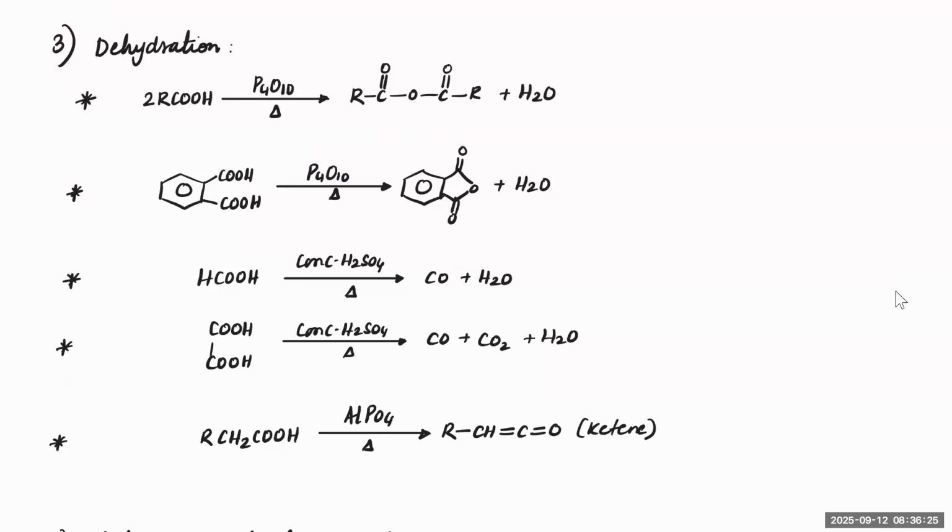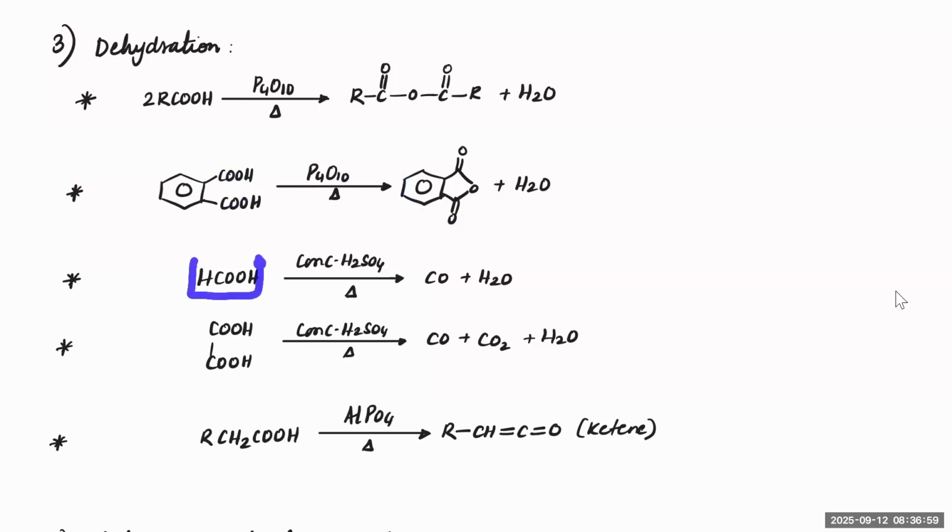Carboxylic acid specifically is used for dehydration. That means if you have a carboxylic acid, you can dehydrate or remove water out of it and convert into some new compound. We require some strong dehydrating agents like P4O10. So if I use P4O10, I take 2 moles of acid here, that will convert into an anhydride. And similarly, if I use P4O10 and heat, here also I can convert this into an anhydride form.